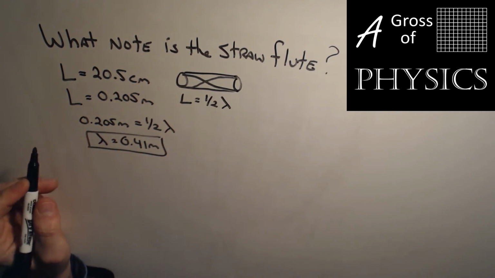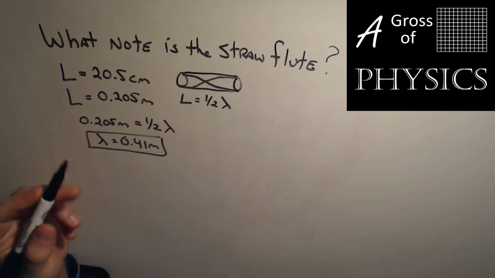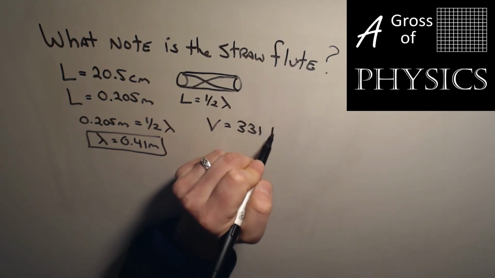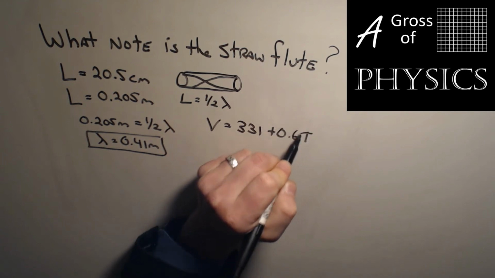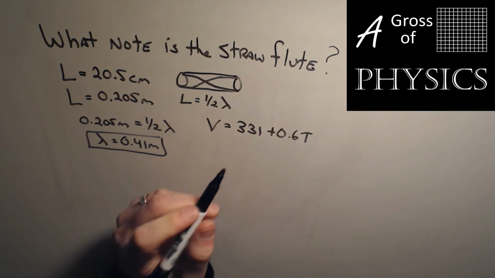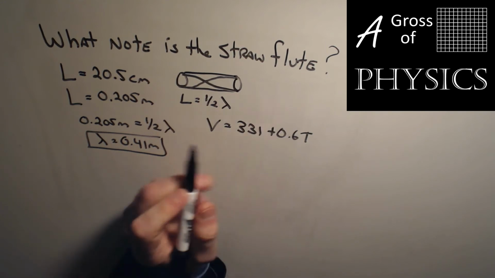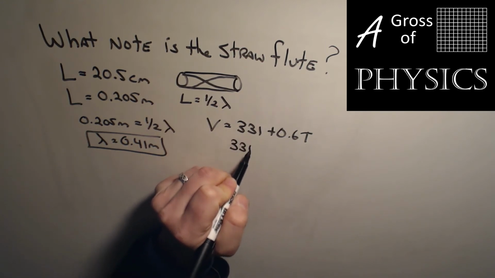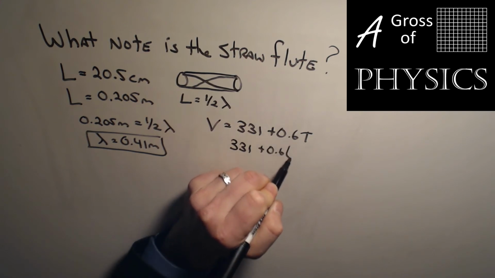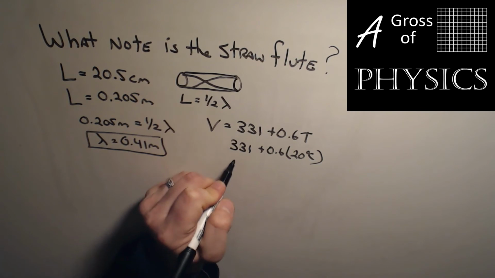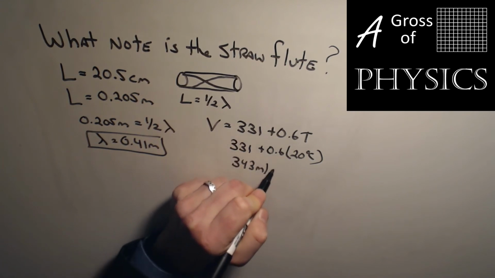All right. Now, because this is a wind instrument, the speed is based on the temperature, and it's added to 331, and the temperature is multiplied by 0.6. That's our multiplying factor. Now, we're at room temperature, so 331 plus 0.6 times 20 degrees Celsius, and we're going to get 343 meters per second.